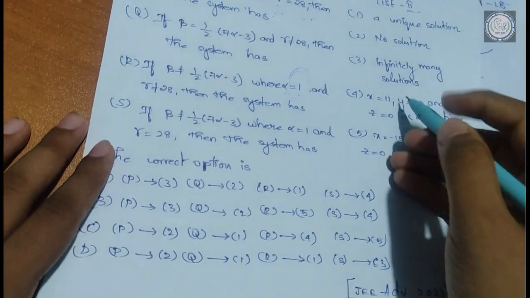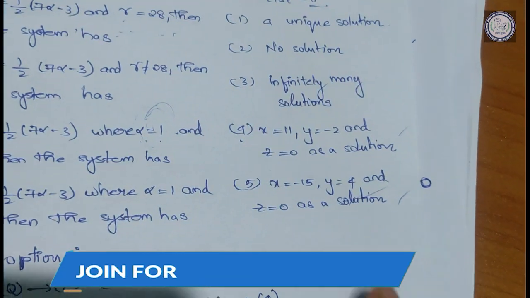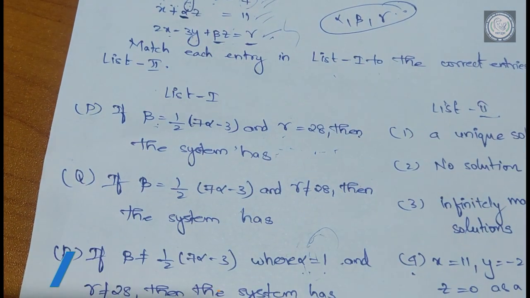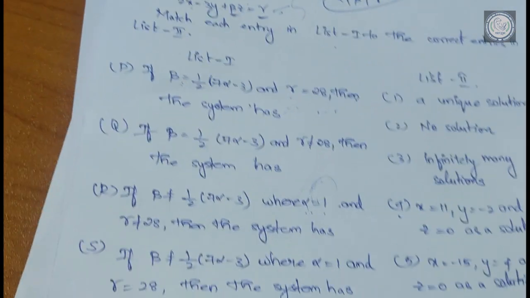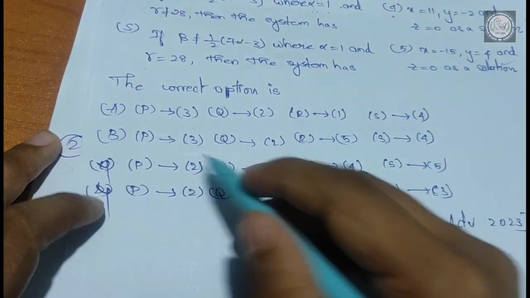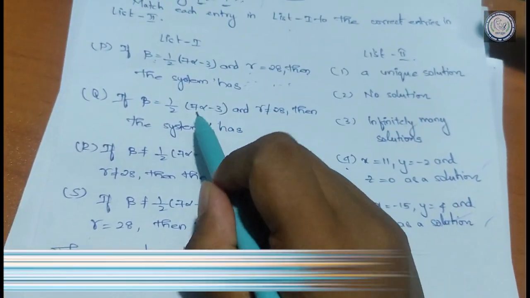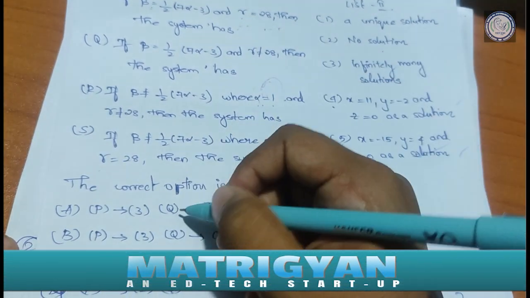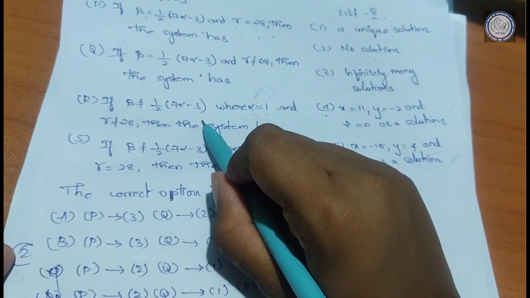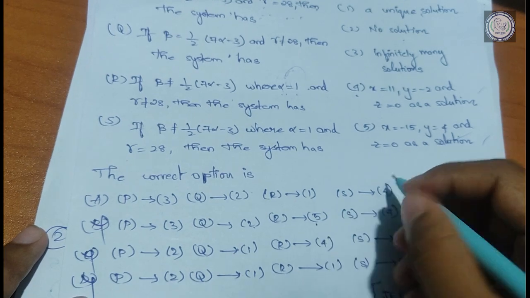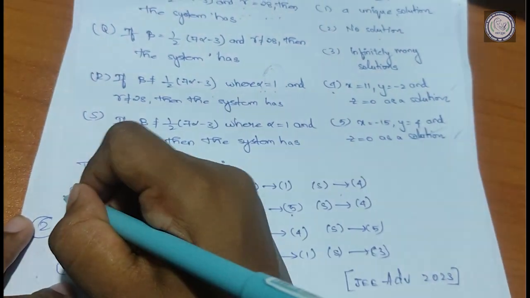In the given question, it is option 4. So for the first set of beta, gamma we got infinitely many solutions. So P matches to 3. So we can eliminate C and D options. Then for the Q part we got no solution. Again there is no change. We should select from A and B. For the R part we got a unique solution, that is 1. So B is eliminated and S matches to 4. So the right option is A.